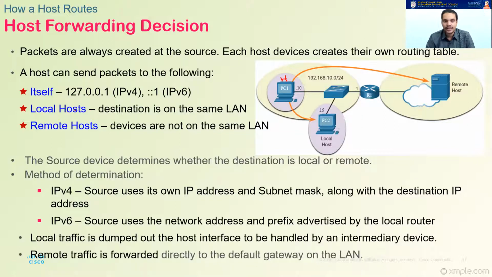The second way of sending is something called a local host. Local hosts are the hosts that are connected in the same LAN. For PC1, PC2 is a local host because it is connected to the same network via the switch. The third one is called a remote host. Remote host means it can be any device in other networks. For PC1, there is a server here which is a remote host because it is not within the same network. So what is this network? This is your network address.